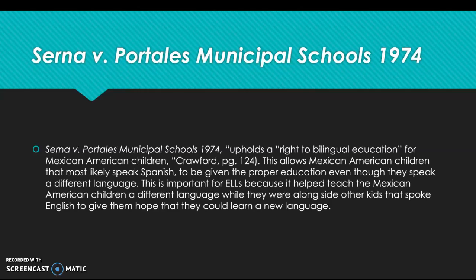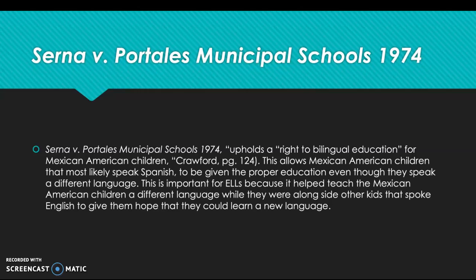The next one is Serrano versus Portales Municipal Schools of 1974. This upholds a right to bilingual education for Mexican American children. This allows Mexican American children that most likely speak Spanish to be given the proper education, even though they speak a different language. This is important for ELLs because it helped teach the Mexican American children a different language while they were alongside the other kids that spoke English to give them hope that they could learn a new language.